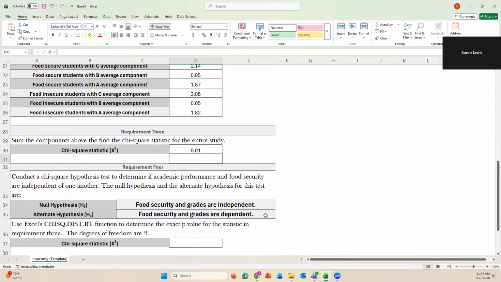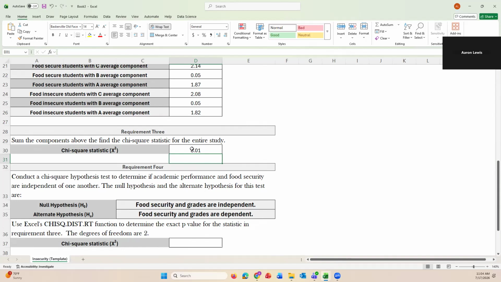So now that we have our test statistic in here, we can perform our hypothesis test. Your null hypothesis is, in this case, if you're testing for independence, that there is no relationship between the two, that they're independent, which would imply in this case that food security has 0 effect on a student's academic performance. And your alternate hypothesis, always when you're testing for dependency or association between the two, is that there is a relationship, that there is association, that food security, in this case, has an effect on a student's grades.